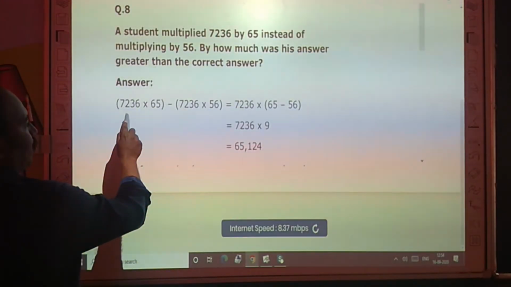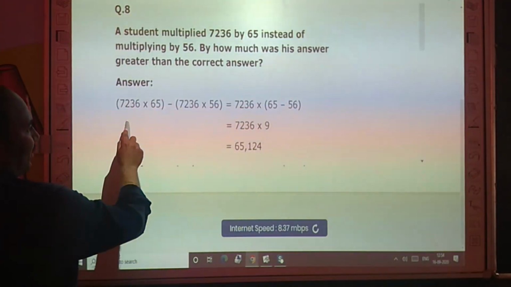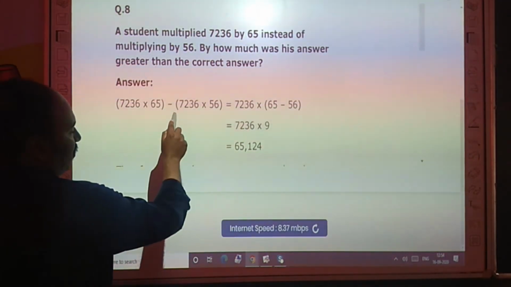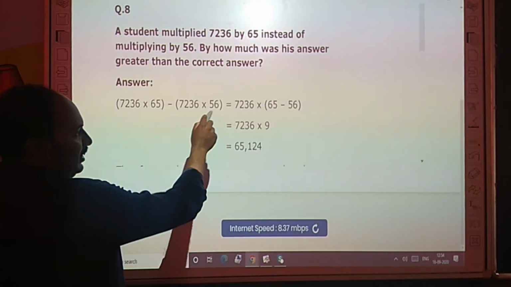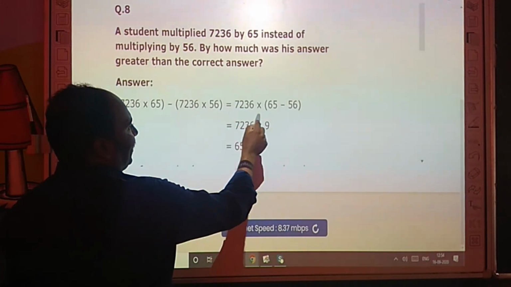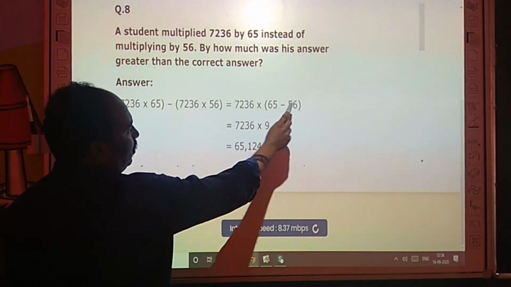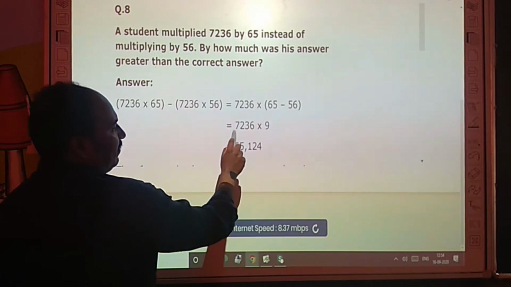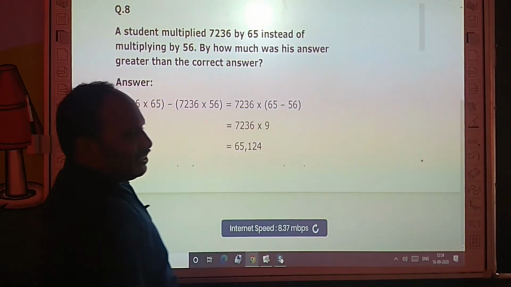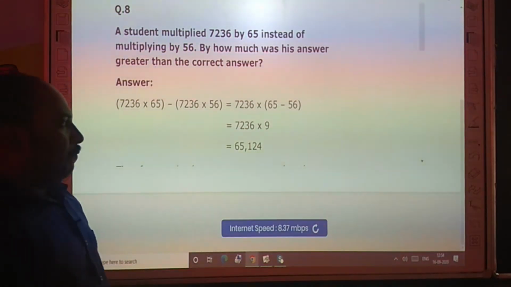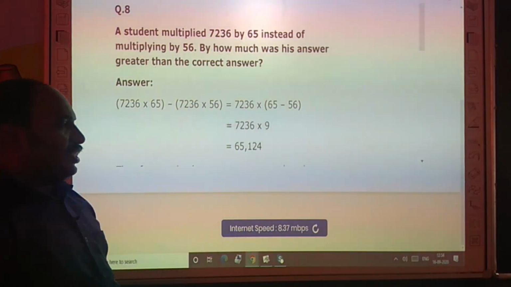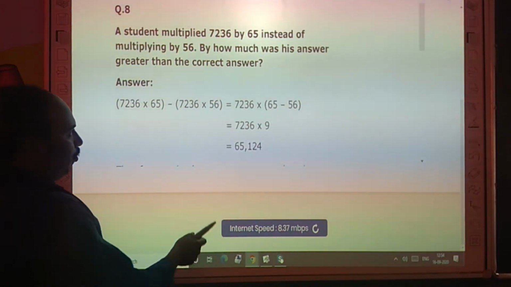So 7,236 is A, 65 is B, and 56 is C. We take A outside: A into (B minus C). A is 7,236 into B value 65 minus 56, which is 9. So we multiply 7,236 by 9, and the answer is 65,124.